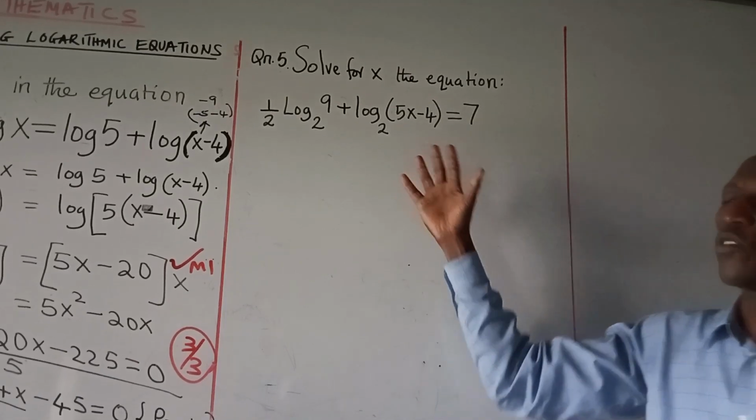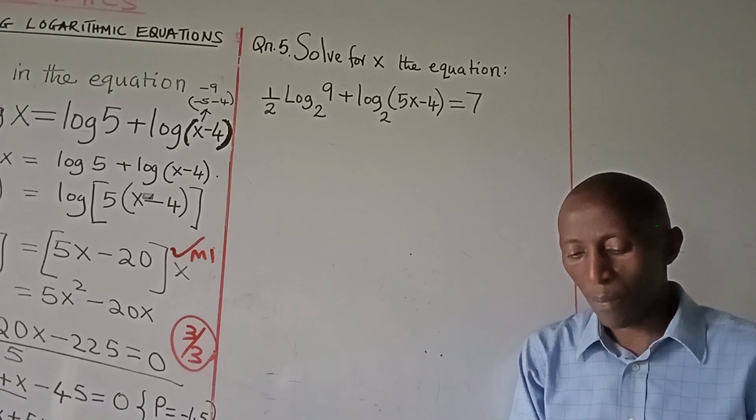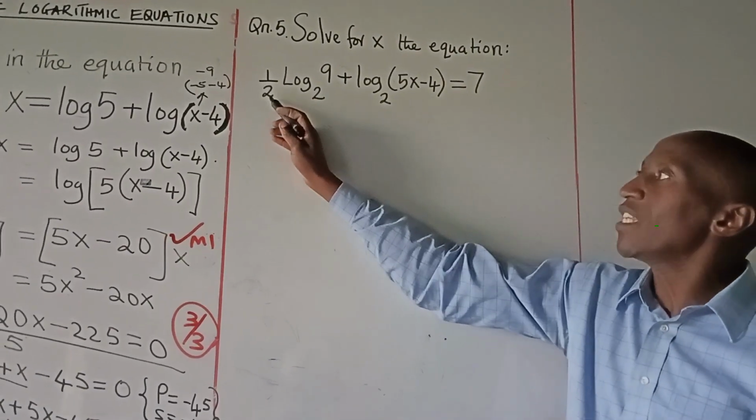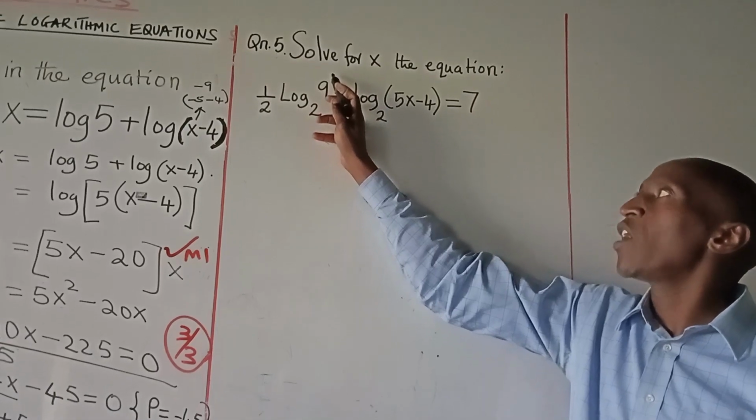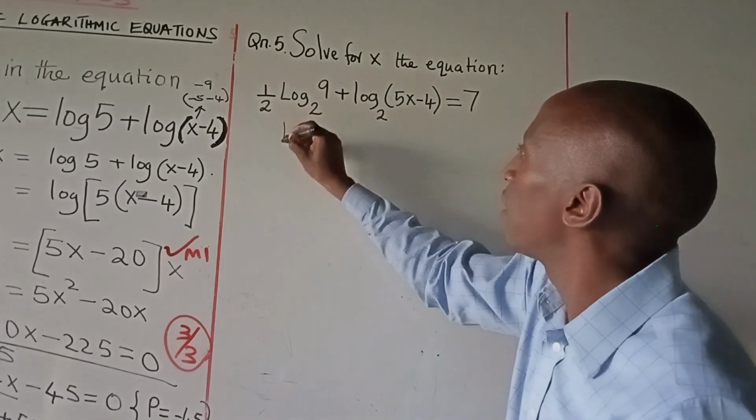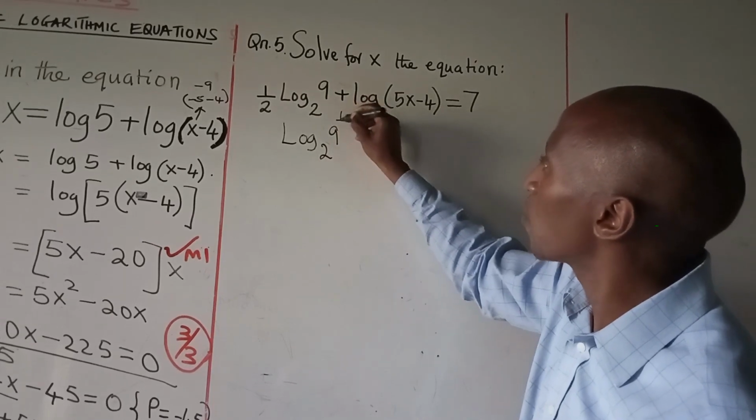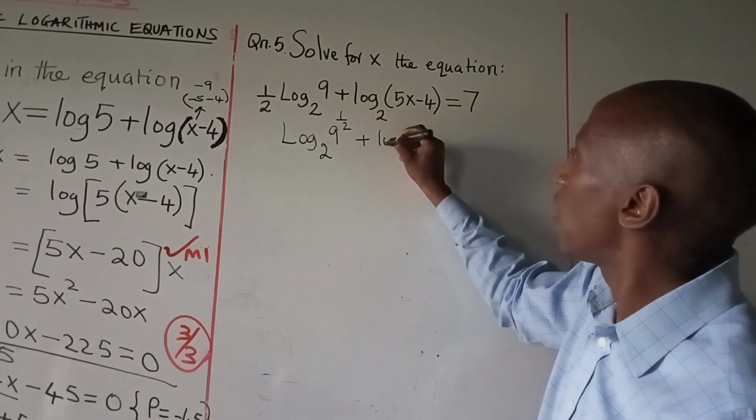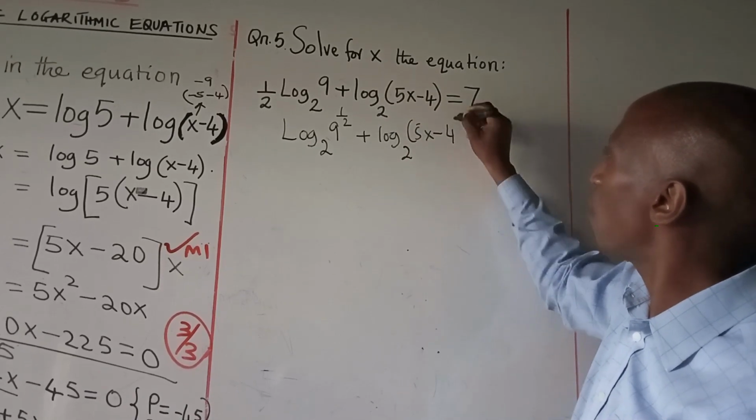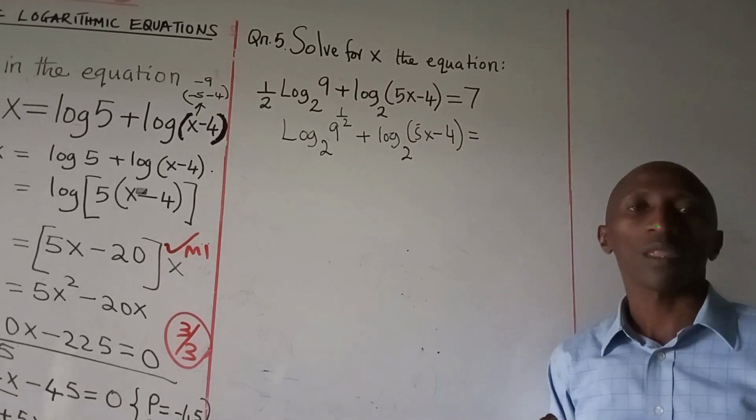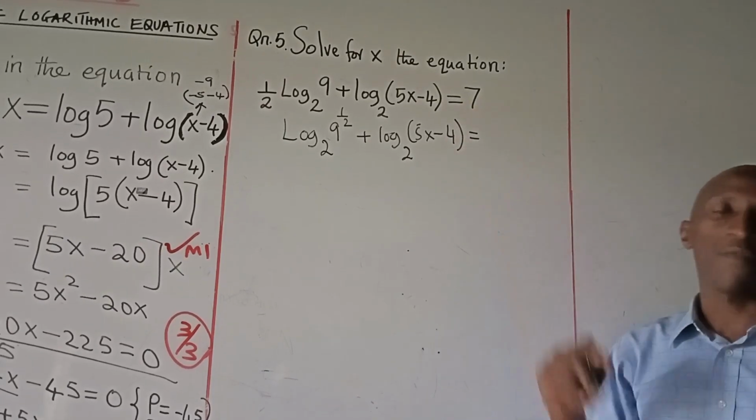So this question requires a combination of the rules of logarithm, whereby in the first case, this multiplier should come in as the index or the power to 9. And so we shall have log to base 2 of 9 raised to the power of half plus log to base 2 of 5x minus 4 is equal to, this is positive 7.